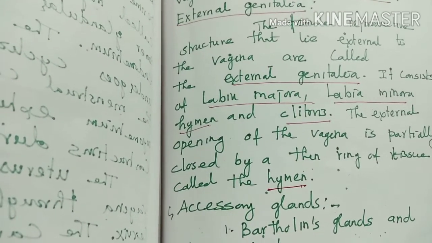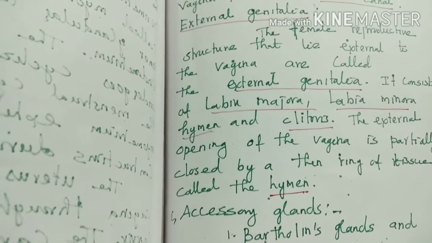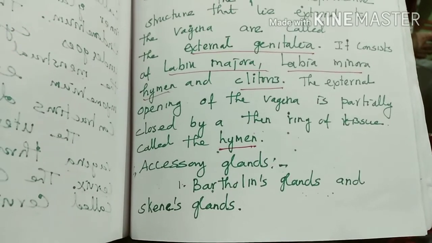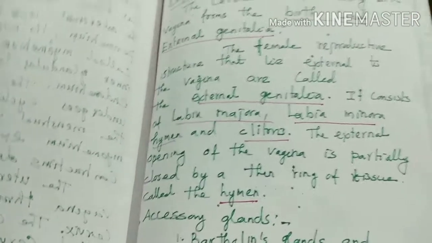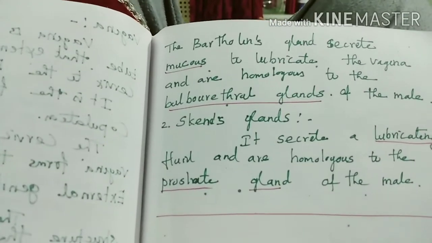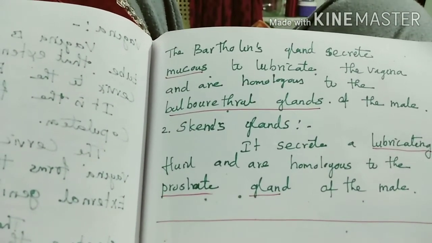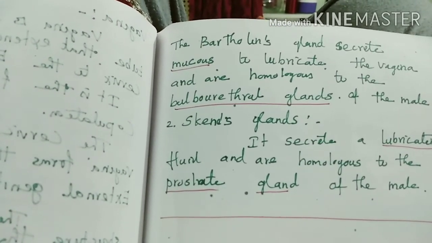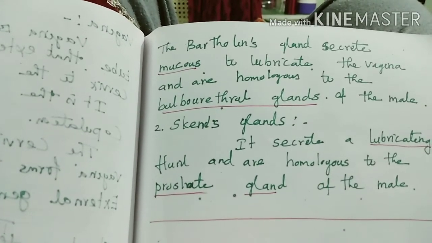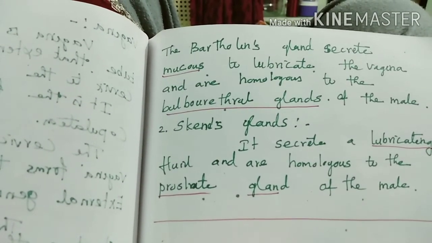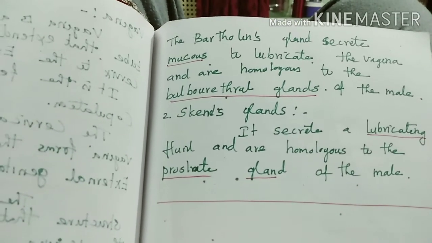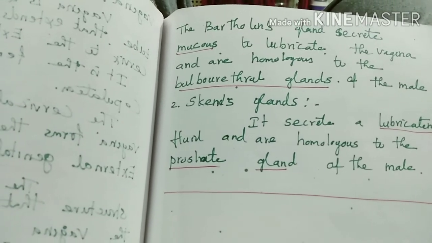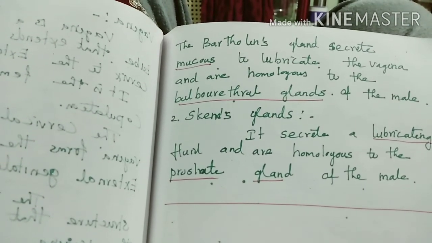Last one is the accessory glands. There are 2 types of accessory glands present in the female reproductive system. One is Bartholin's glands and another is Skene's glands. The Bartholin's glands secrete mucus to lubricate the vagina and are homologous to the bulbourethral glands of the male reproductive system. The second one is the Skene's glands. It secretes a lubricating fluid and is homologous to the prostate gland of the male. These points are about the female reproductive system.